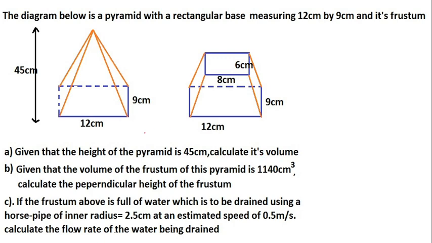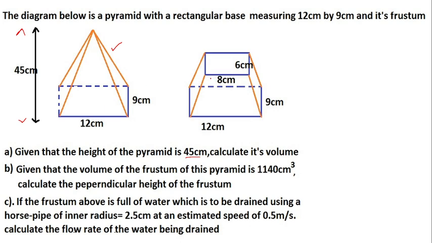So we are concentrating on diagram 1, this one right here. This is a pyramid and we want to find the volume of this pyramid. So to find the volume of the pyramid, we can start by observing what we have. We have 45 centimeters as the height of this pyramid. You can see that, from here up to the bottom. We also have the rectangular base for this pyramid.